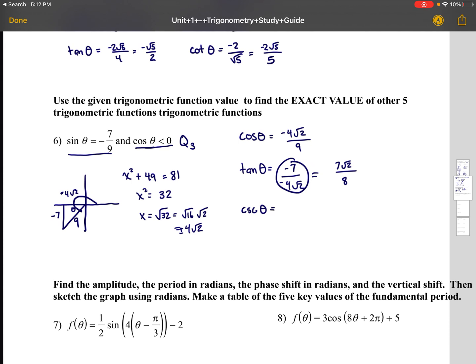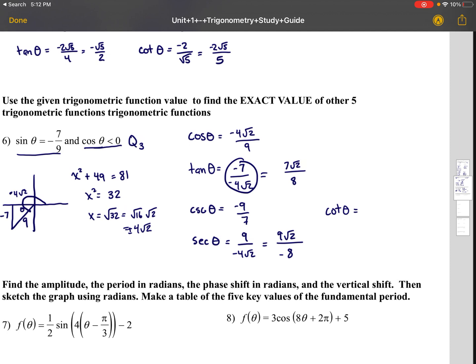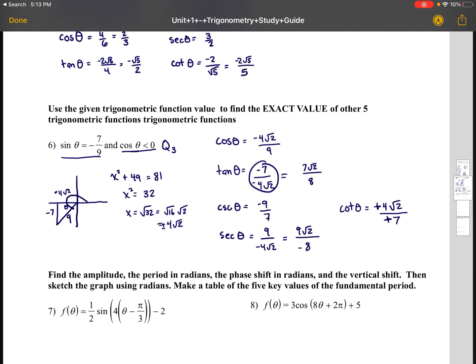Let's see, cosecant theta is going to be the reciprocal of sine, so negative 9 divided by 7. Secant theta is the reciprocal of cosine, so that's 9 divided by negative 4 square root 2, which if you multiply by the square root of 2, you get 9 square root 2 divided by 2 times 2 is square root 2 times square root 2 is 2, so divided by negative 8. And then we ran out of room, so we'll just put cotangent over here. Cotangent theta is the reciprocal, so negative 4 square root 2 divided by negative 7. Those negatives just divide to make a positive. So positive 4 square root 2 divided by 7.